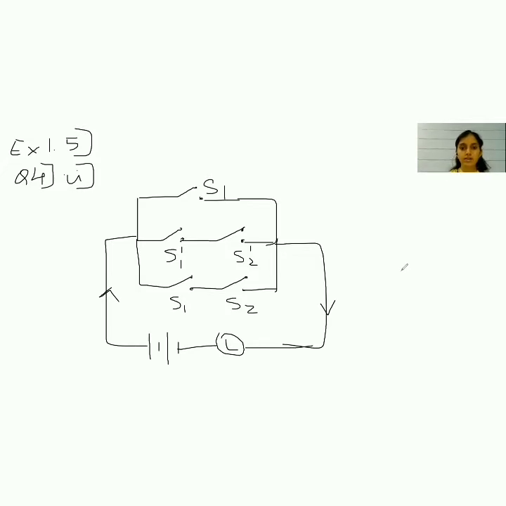Yes, so let us write its symbolic representation. So we will have S1 is equal to P, S1 dash is negation P, S2 dash is negation Q, this is P, and this is Q. They're all in parallel, so we write P or negation P and negation Q, or we have P and Q. All these are connected in parallel. So this is your symbolic representation.